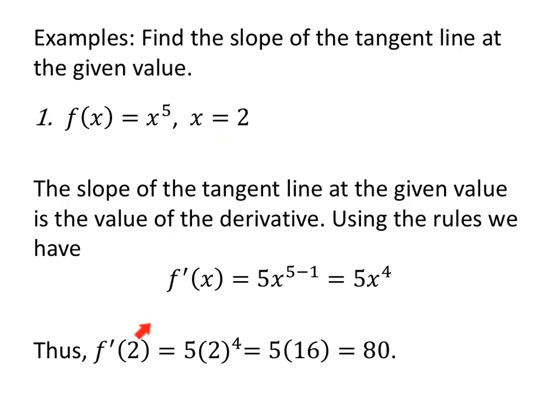So the derivative at 2 is 5 times 2 to the fourth. Order of operations says 2 to the fourth is 16. 5 times 16 is 80. It's a pretty steep line for a tangent line.